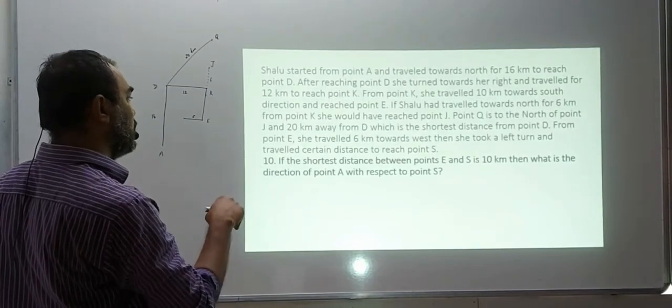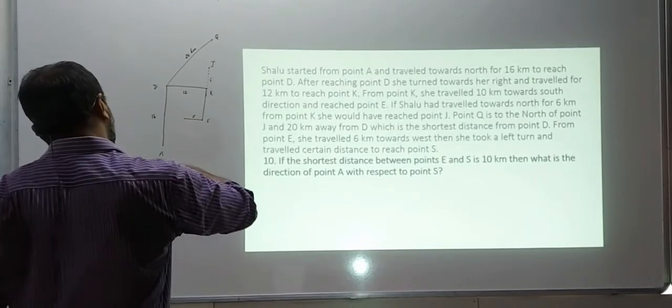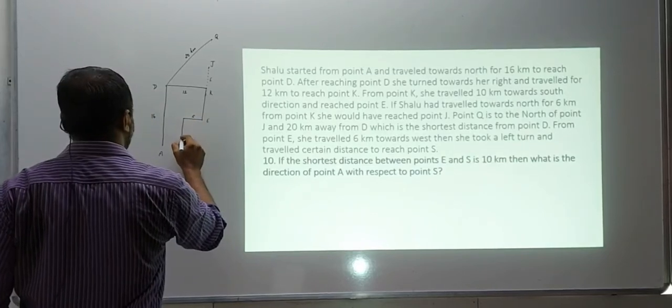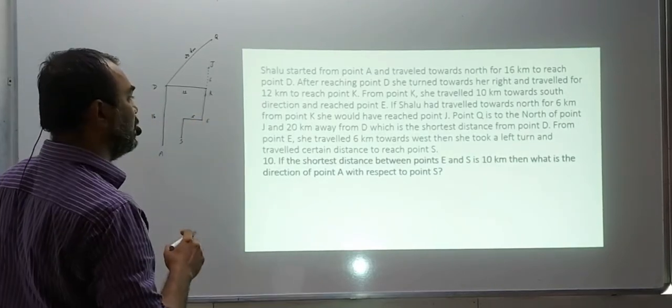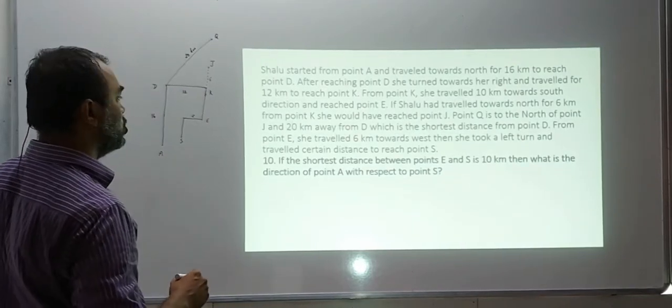Then she took a left turn. So she's taking a left turn. Left turn is downwards, and she walked a certain distance to reach S. Okay. Now begins the question.